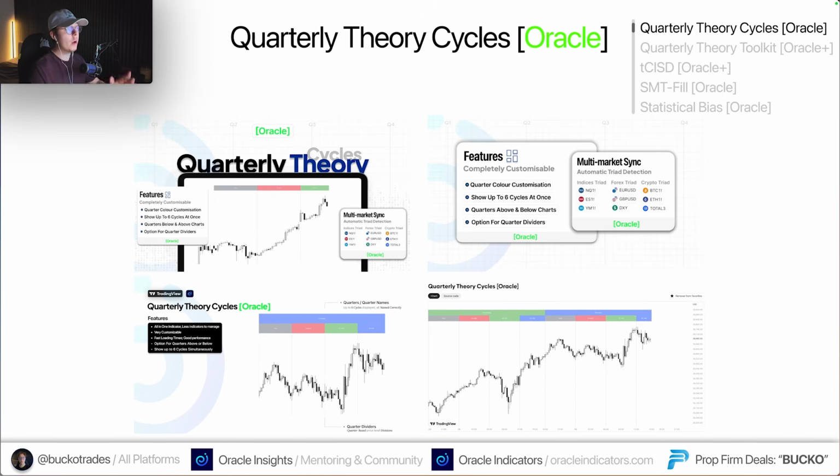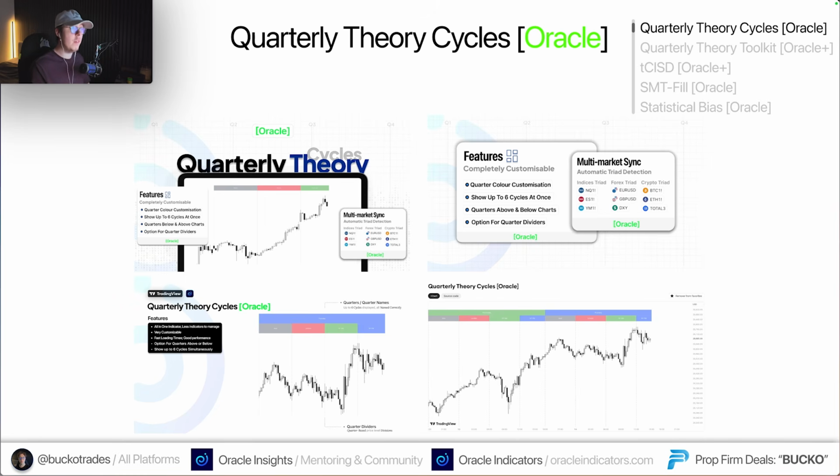You guys can search it up right on TradingView, or you can go to oracleindicators.com and claim free access to this one, okay? Essentially, what this indicator does is display the quarterly theory quarters on your chart for you. So you guys can clearly trade quarterly theory and see price divided into 4.